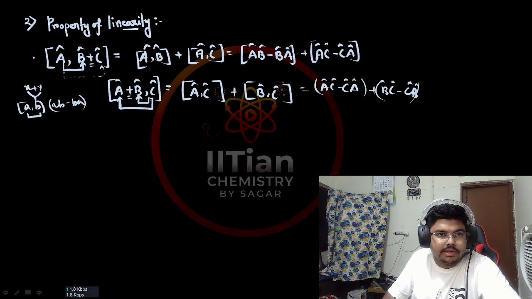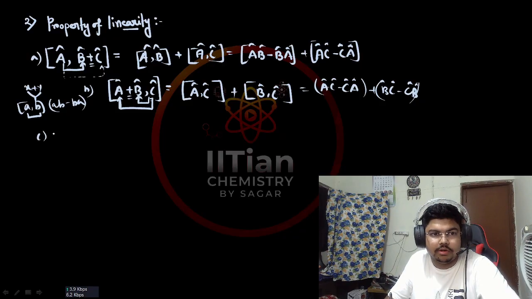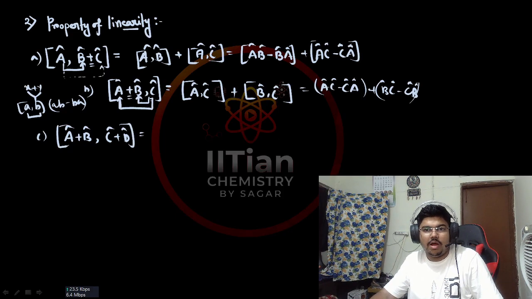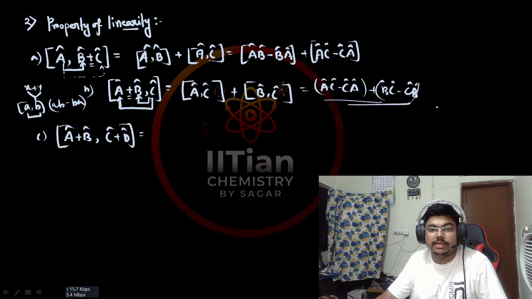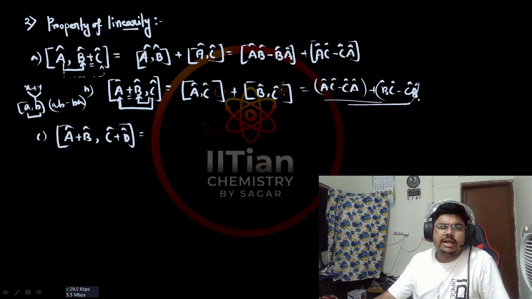Now try by yourself how you will solve it if something like A plus B comma C plus D is given. How will you solve it? In this way, how will you simplify it? Try this.